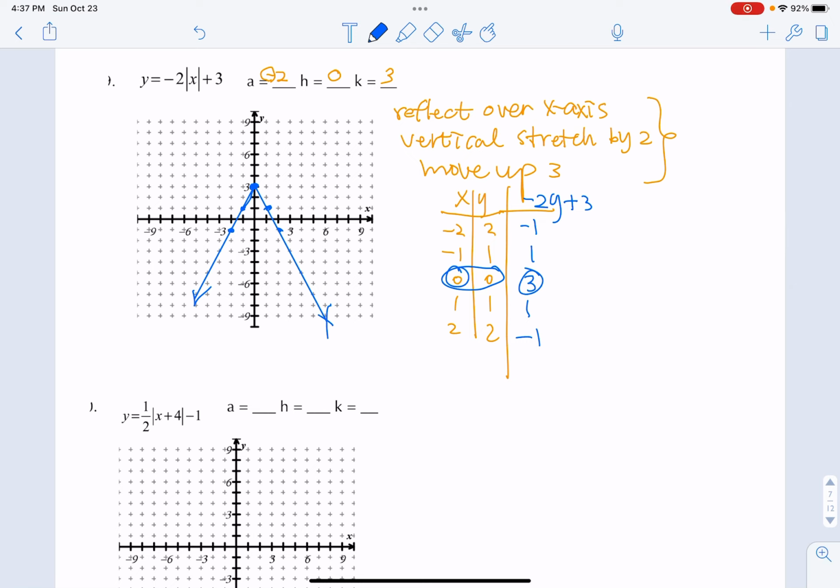And if we try to find the domain, for an absolute value graph the domain will be all real numbers. Remember, negative infinity to infinity will be the domain for absolute value. For this open downward absolute value graph, the range specifically will be, they have a maximum. So the y value will be from negative infinity to the maximum of 3. So 3 is included. That's the range.